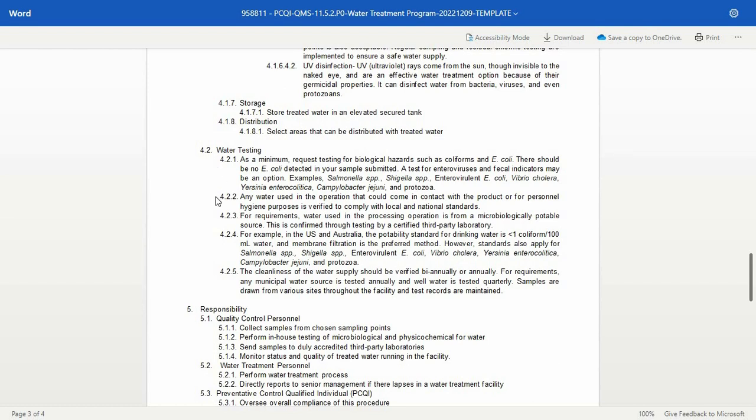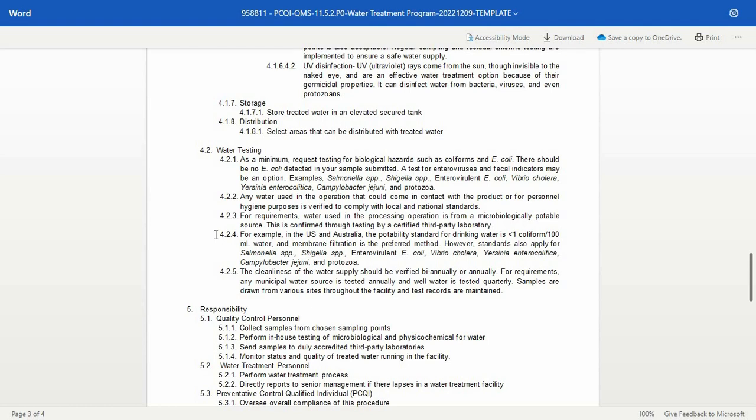Any water used in the operation that could come in contact with the product or for personal hygiene purposes is verified to comply with local and national standards. For requirements, water used in the processing operation is from a microbiologically potable source. This is confirmed through testing by a certified third-party laboratory.